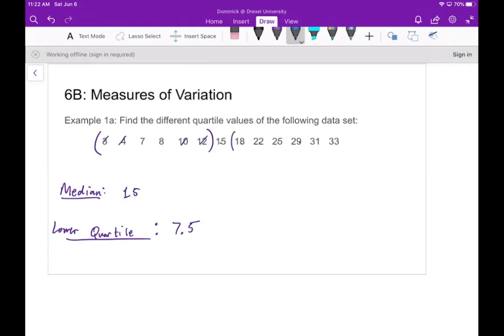Then if we look at the upper section, upper quartile, well, we cross off 18, 33, 22, 31. And if I take the mean of 25 and 29, I would get 27. All right, so those are our different quartile values for this data set.